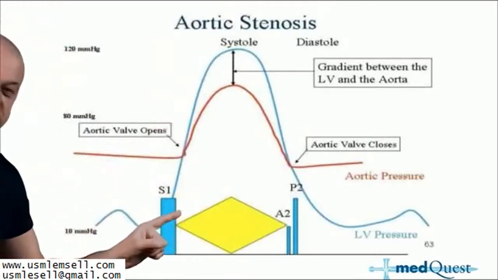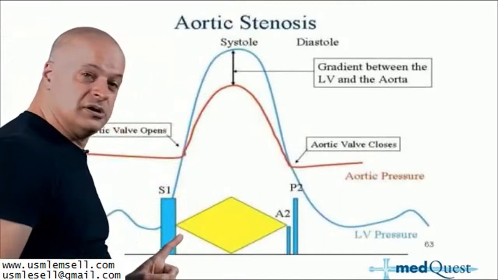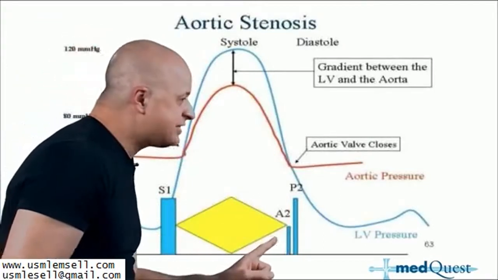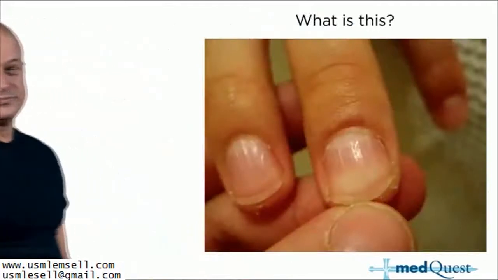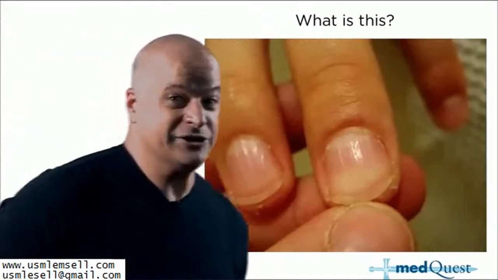Aortic stenosis, crescendo, decrescendo. Remember, isovolumetric contraction, isovolumetric relaxation. Ooh, there's a really good one. I like this one. Let's take a look. Fingernails.